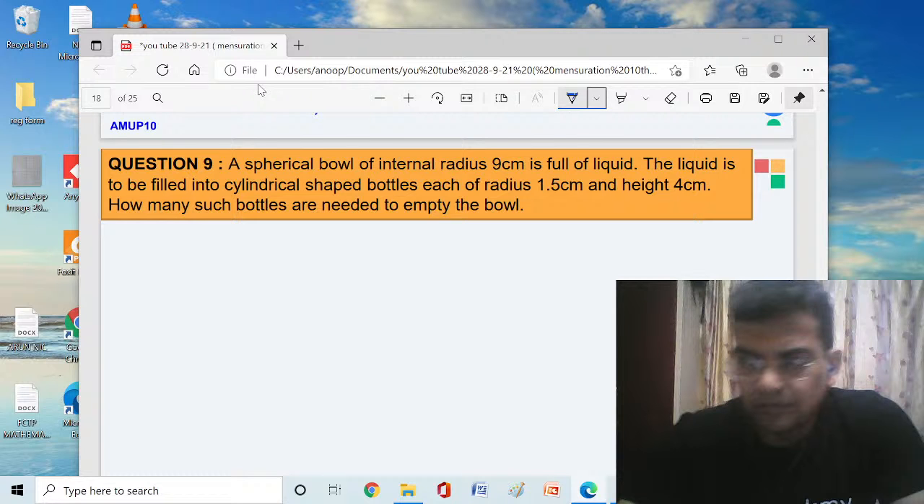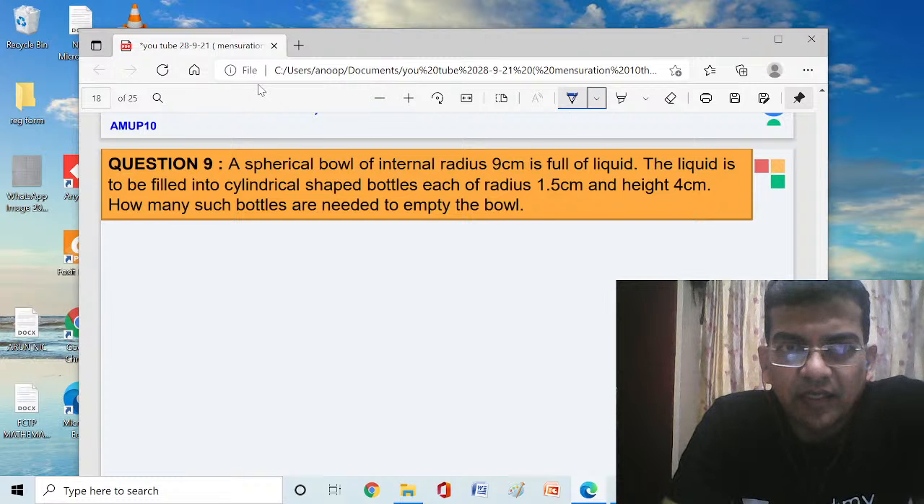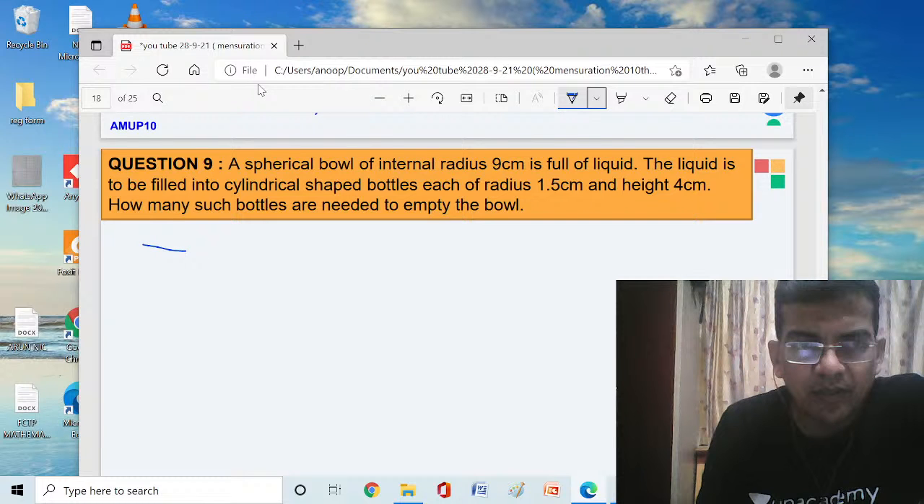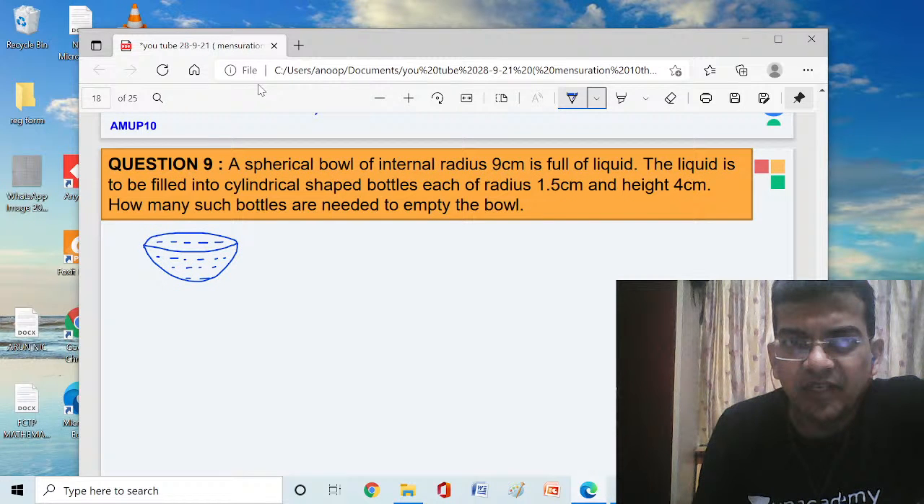Okay, now see question number 9. Question number 9 says a spherical bowl of internal radius 9 cm is full of liquid. So we have a spherical bowl like this. This bowl is full of some liquid. Now they say the liquid is filled into cylindrical shaped bottles. Now this liquid is transferred into cylindrical shaped bottles.